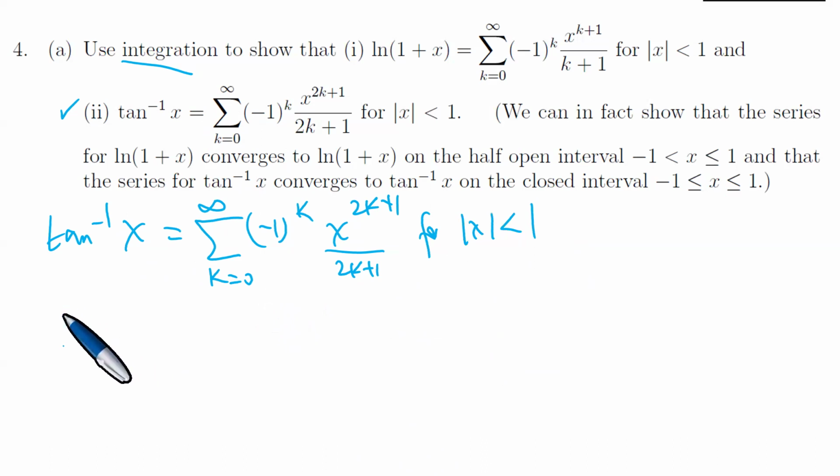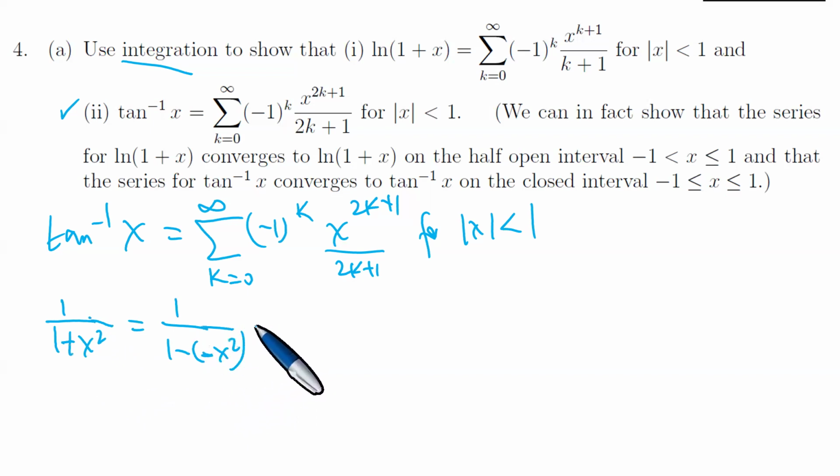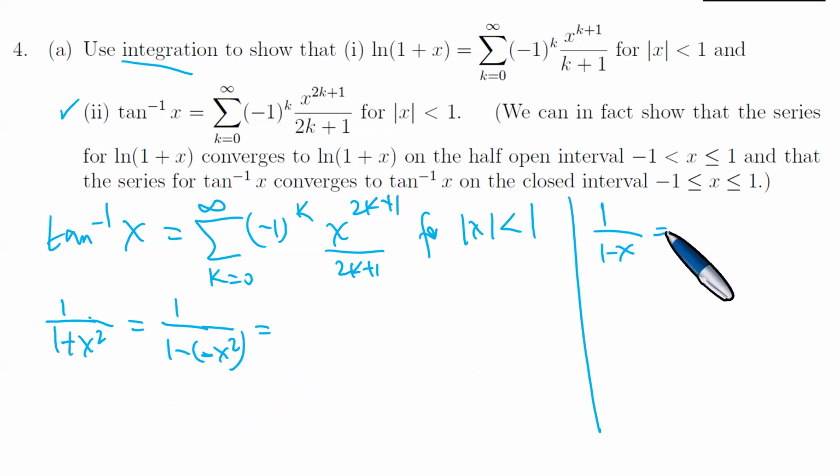So now, to get this one, you can use the fact that arctan is the integral of 1 over 1 plus x squared. But for 1 plus x squared, we want to use minus, because the tutorial said we must know the formula of this, because 1 over 1 minus x is 1 plus x plus x squared plus x cubed and so on. So you're going to use this one.